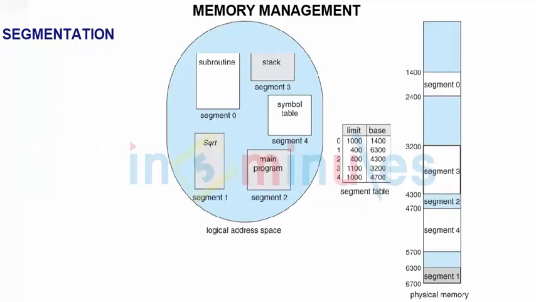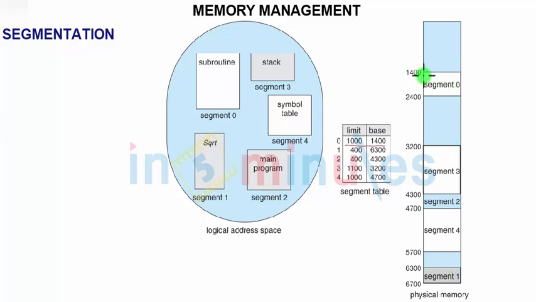This is a practical example where I'm showing values for everything. Consider segment 0 is for a subroutine, then segment 3, segment 4, 1, 2, everything has been given. For each segment I have mentioned the limit and the base. For segment 0, which is for the subroutine, the limit is 100 and the base is 1400. That means we have the entire address coming into the picture. So let's go for segment 0.